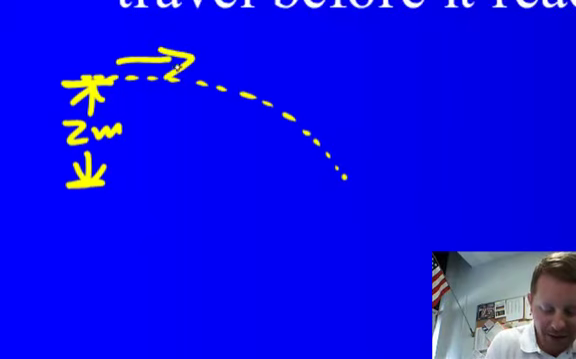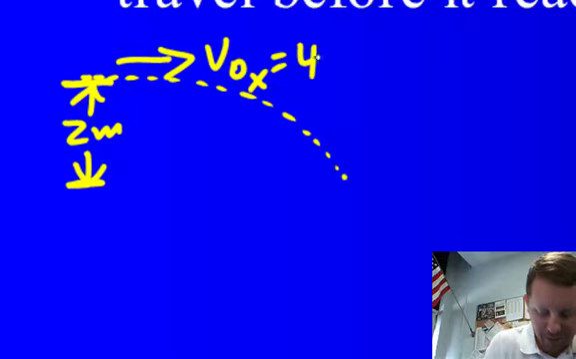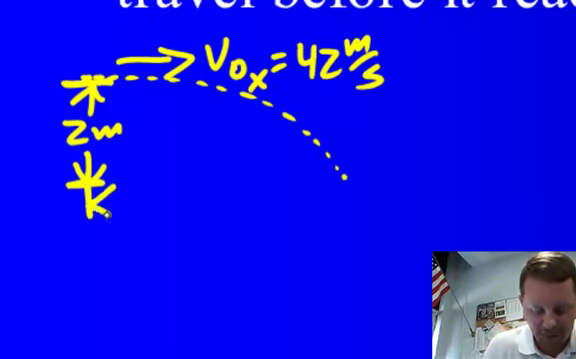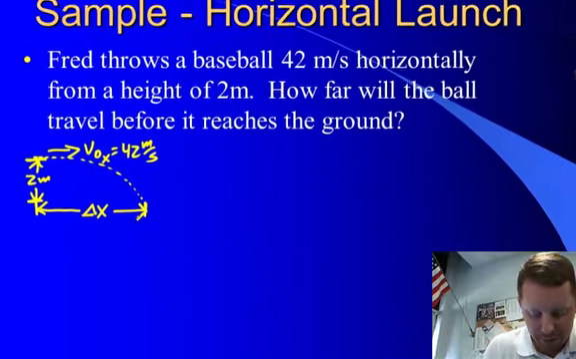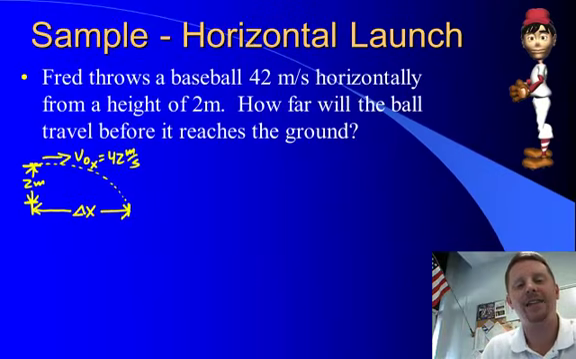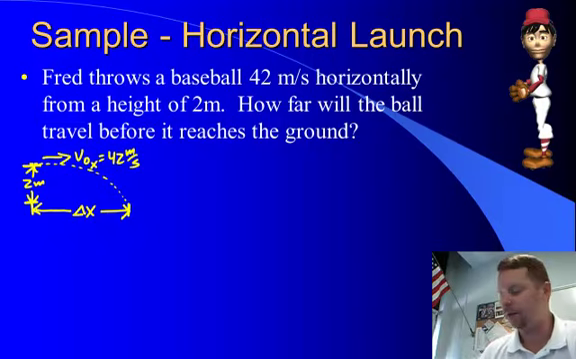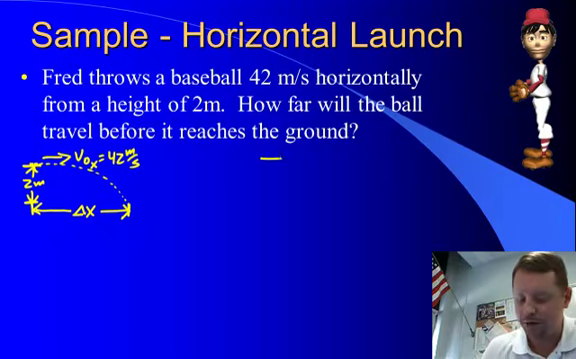Now, we know that it has an initial velocity in the x direction of 42 meters per second, and what we're looking for is its displacement, how far it travels before it reaches the ground. So we're looking for this delta x, its range, its horizontal displacement. The way we start this is by looking at the horizontal motion table.